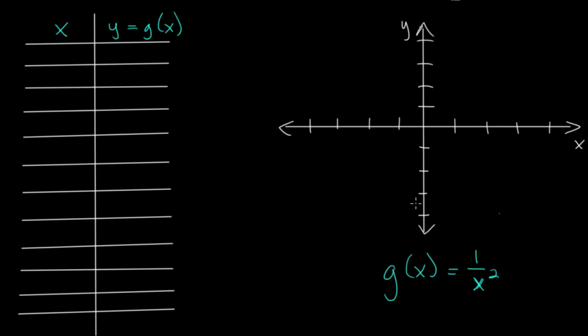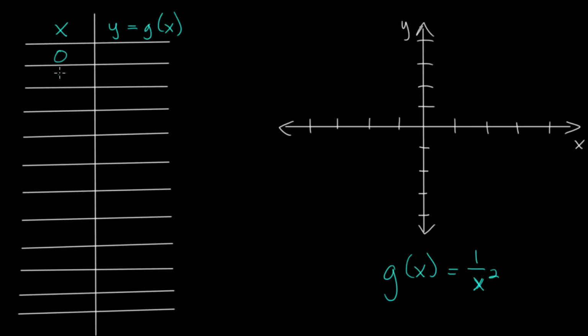So let's now take a look at the rational function 1 over x squared. And just like when we looked at the function 1 over x, we want to make a table to see if we can figure out what the curve looks like. So if you're ever unsure of what a graph looks like, just start by making a table, picking different x values and plugging them in to see what happens.